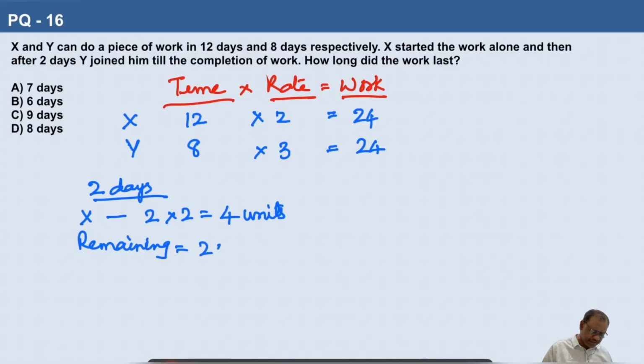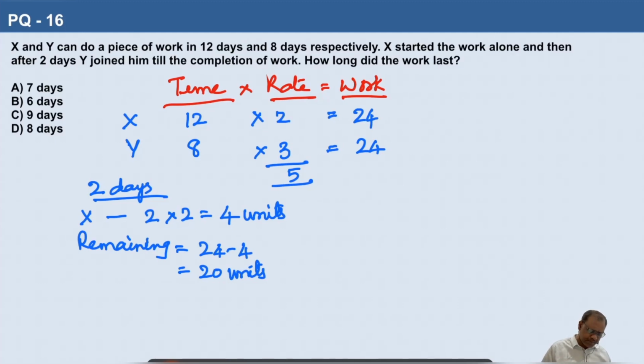Remaining work is 24 minus 4. That is 20 units remaining. So Y joined him after 2 days. So X and Y together can do 5 units in one day. So how many units of work are remaining here? 20 units are remaining.